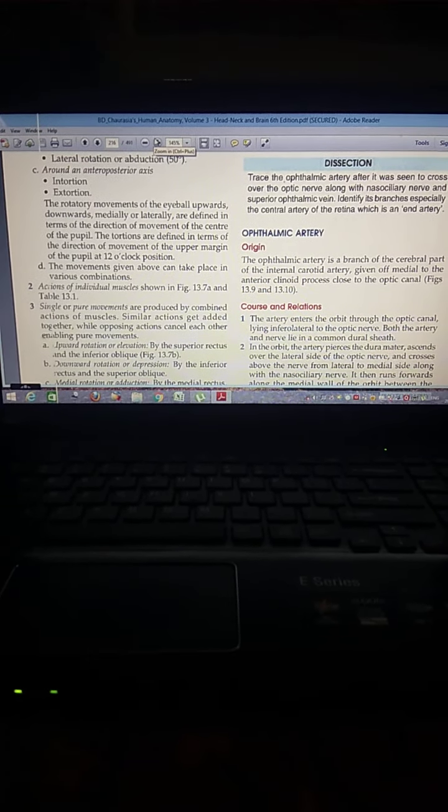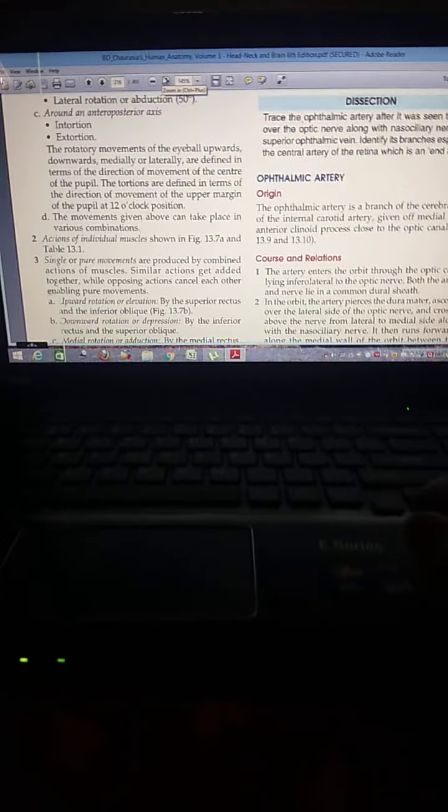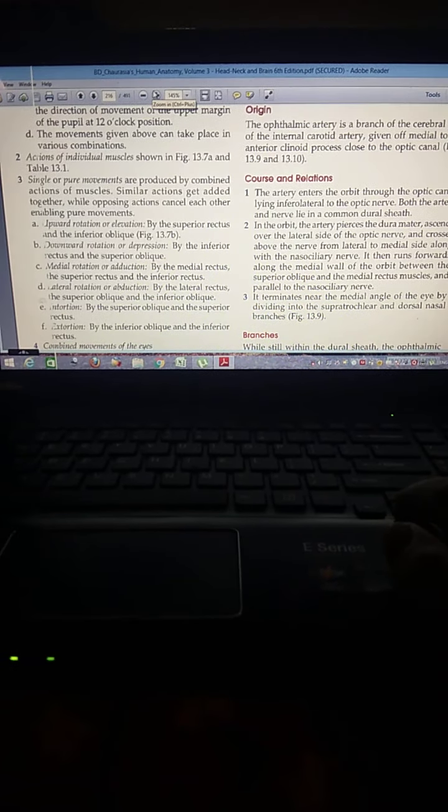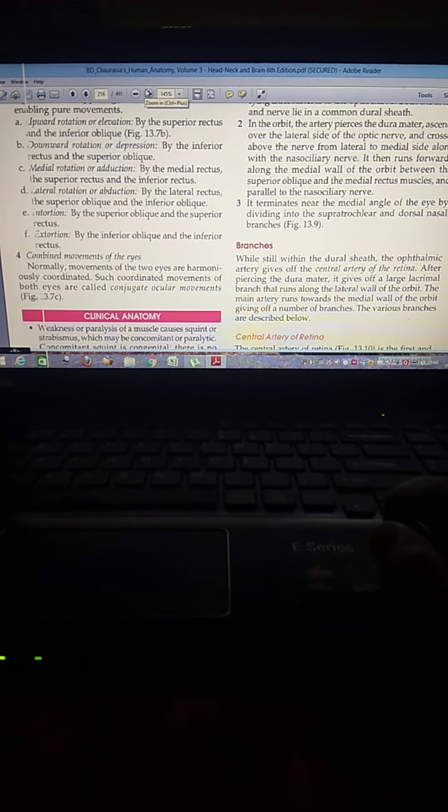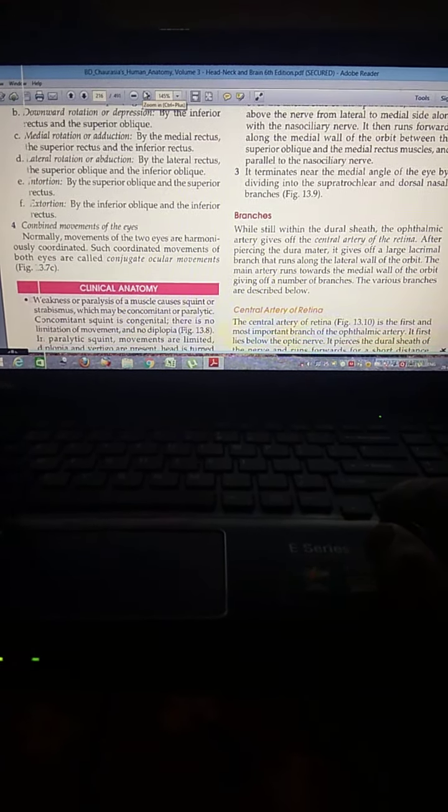Action of the individual muscles is shown in the table. A single muscle can produce a pure movement or a combined action. Upward rotation or elevation: superior rectus and inferior oblique. Downward rotation: inferior rectus and superior oblique. Medial rotation or adduction: medial rectus, with superior rectus and inferior rectus. Lateral rotation or abduction: lateral rectus, superior oblique and inferior oblique. Intorsion by the superior oblique and superior rectus, and extorsion by the inferior oblique and inferior rectus.